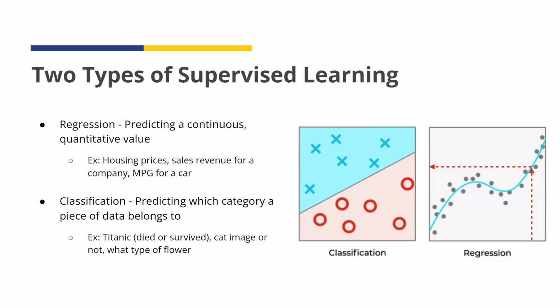Classification is a little different. In this case, we're predicting a category. So not necessarily a numerical value on a continuous scale, but rather whether there's some piece of information with certain traits that belongs to one category or another. Our Titanic problem is a good example of a classification problem. The categories being whether you died or survived at the very end.